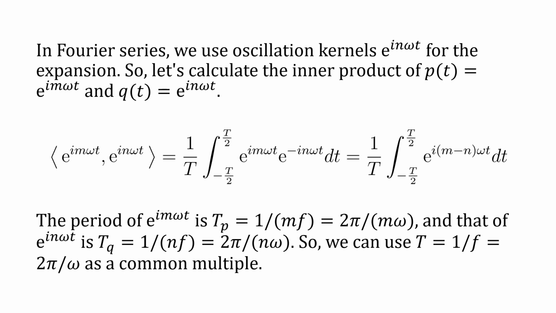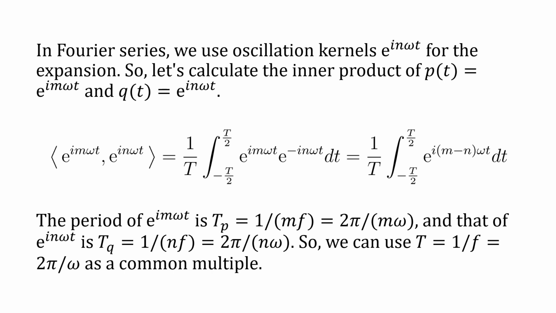In Fourier series, we use oscillation kernels e to the i n omega t for the expansion. So, let's calculate the inner product of p of t equal to e to the i m omega t and q of t equal to e to the i n omega t. The inner product of e to the i m omega t and e to the i n omega t is equal to 1 over large T multiplied by the integral of e to the i m omega t multiplied by e to the negative i n omega t from negative large T over 2 to large T over 2, which is equal to 1 over large T multiplied by the integral of e to the i (m minus n) omega t from negative large T over 2 to large T over 2.